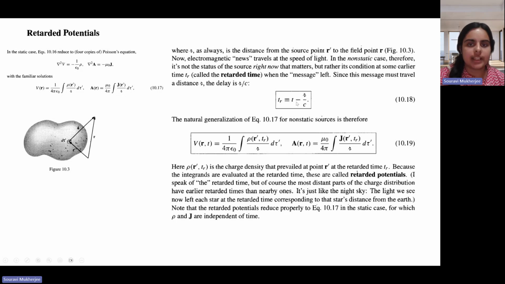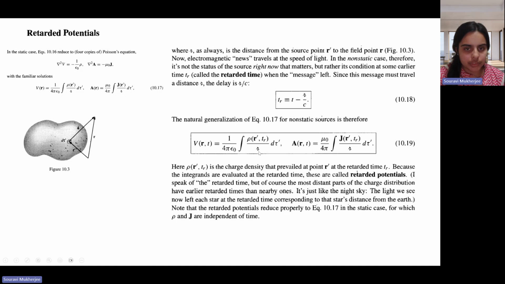And what should be the time difference? That should depend on the distance that the wave has to travel. The speed of light is c, and if the distance that it has traveled is r, then the time delay should be r by c. So tr, which is your retarded time, is given as t minus r by c. This is the time when your signal started at the source, and you are seeing it at some time t.